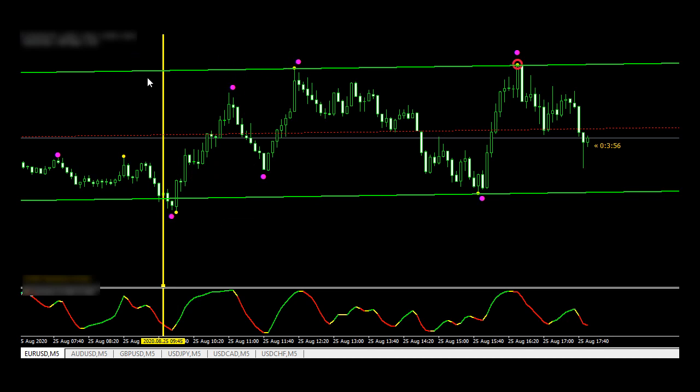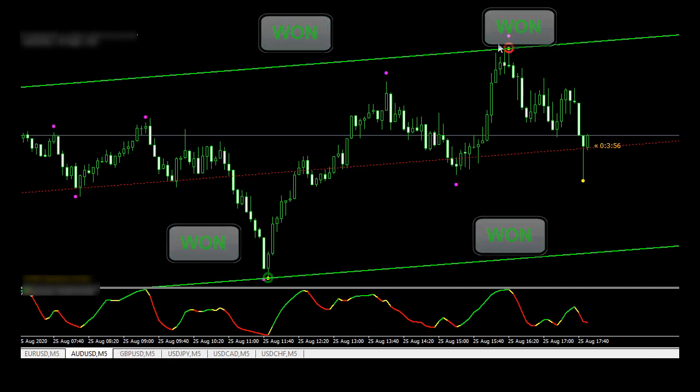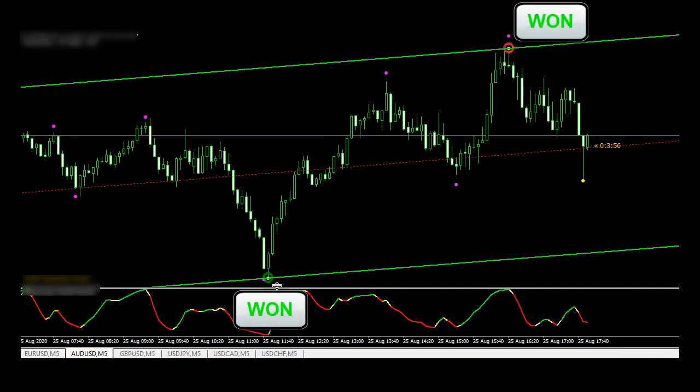So if you are trading binary option, 3 candle expiration. If you are trading forex, you can exit at the emergence of the opposite pop-up. First trade, binary option win, second trade win, third trade win, fourth trade win. Look at AUD USD, look at the trade here. It was a win. Look at this, it was a win. If you are scalping, you can just exit your trade at the opposite signal.